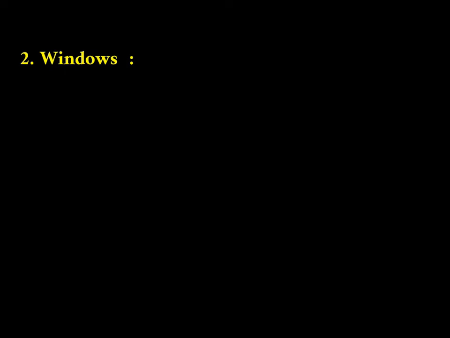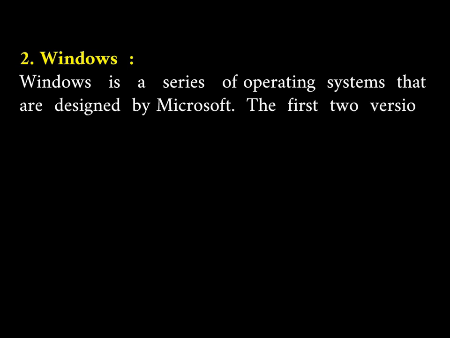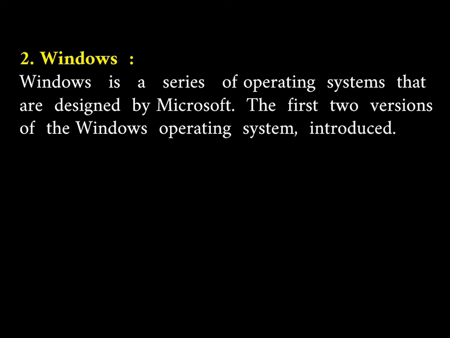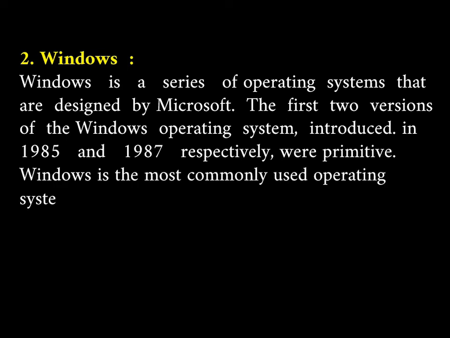Now Windows is a series of operating systems that are designed by Microsoft. The first two versions of the Windows operating system were introduced in 1985 and 1987 respectively, and were primitive. Primitive means command based. This Windows was there in command based form.